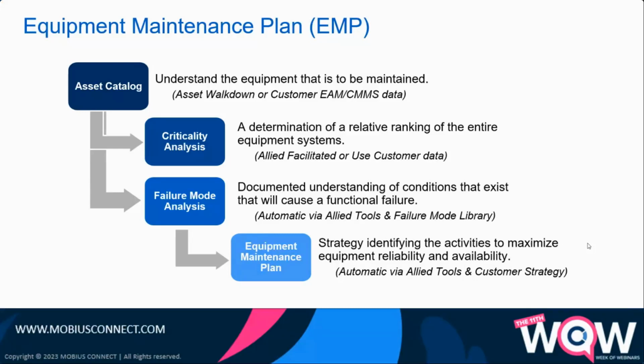So how do you define an equipment maintenance plan? An equipment maintenance plan is another term for asset management strategy. There are four key elements here. And the first one really is to understand the equipment that needs to be maintained, right? That information comes either from a customer's CMMS data in their asset hierarchy, along with BOM data to understand the component makeup of the assets, which is required. And if you don't have that, then the process of an asset walkdown to create that information is required.